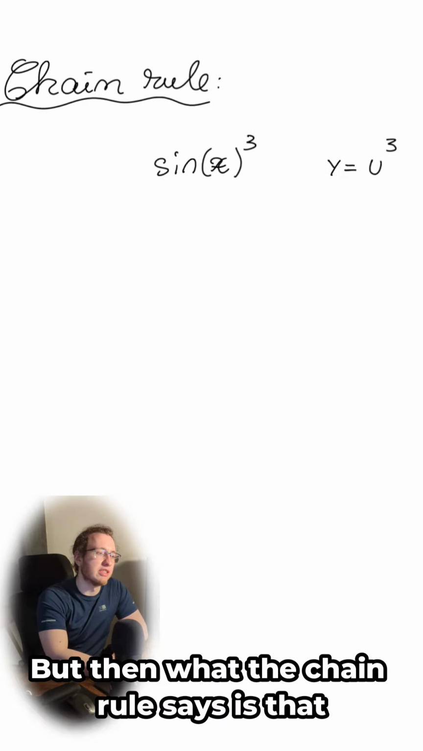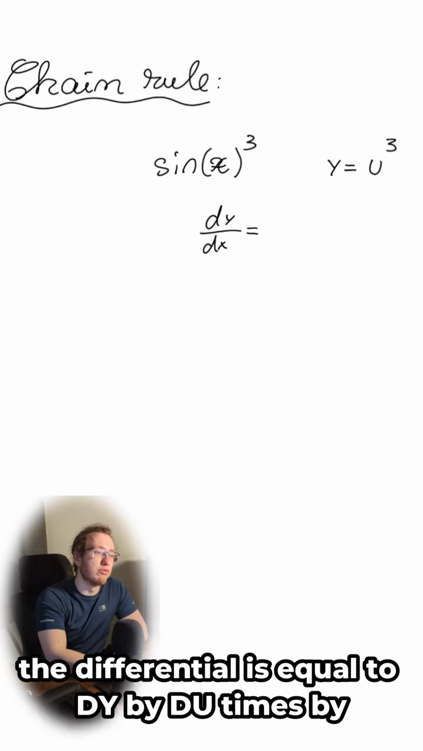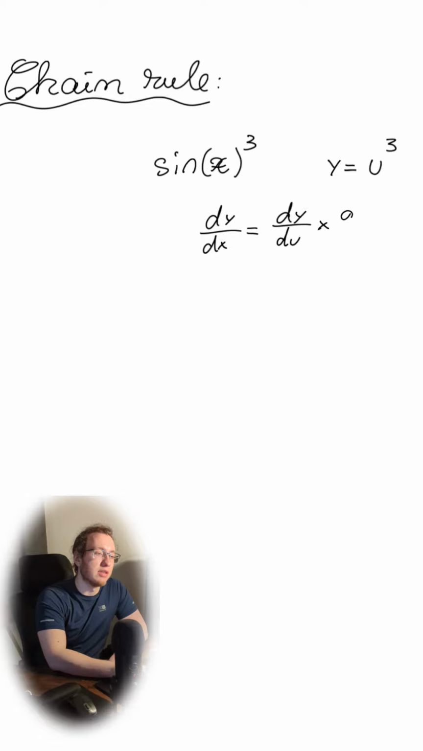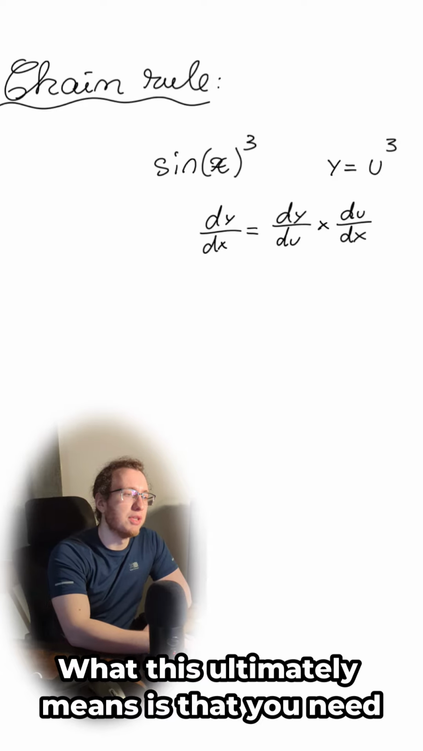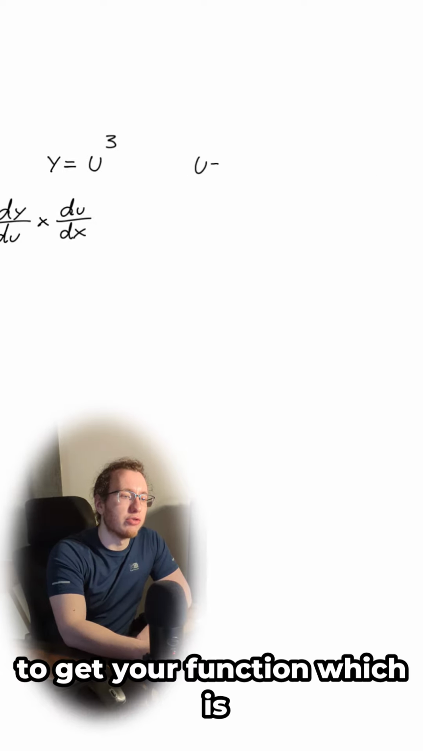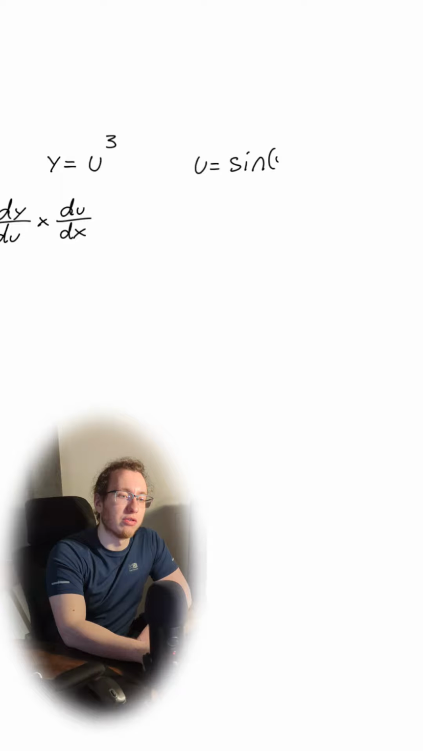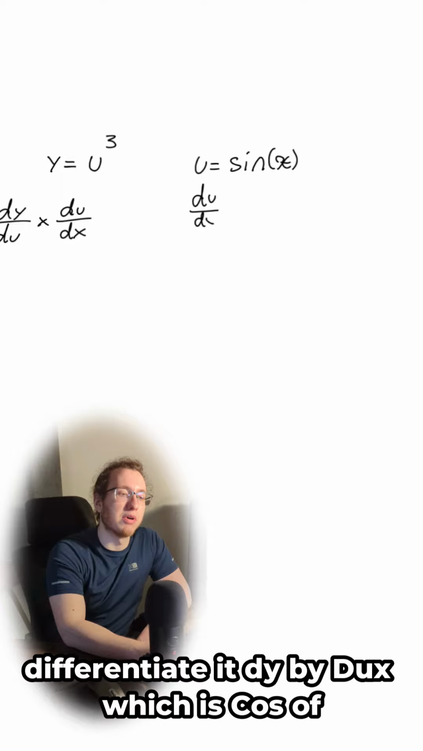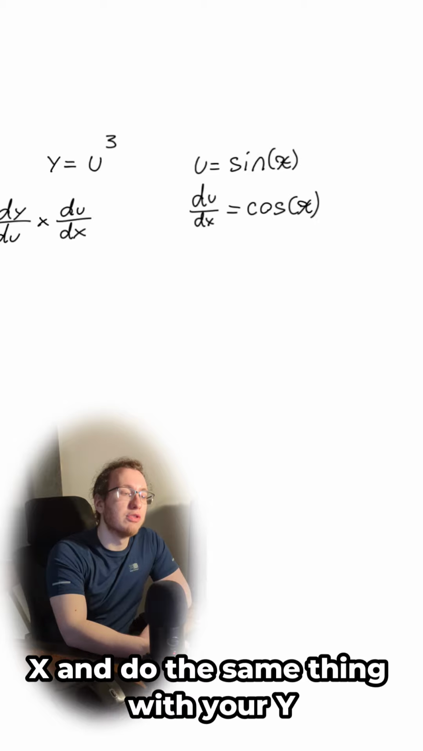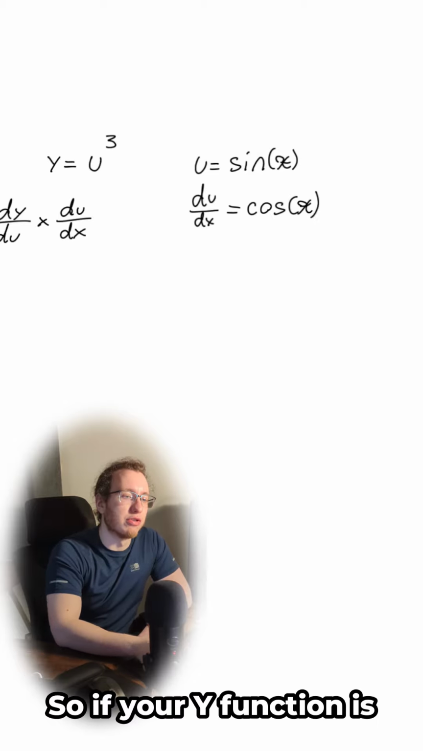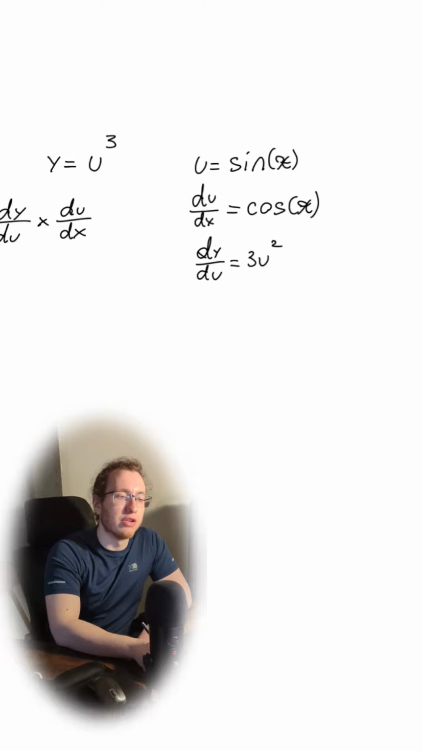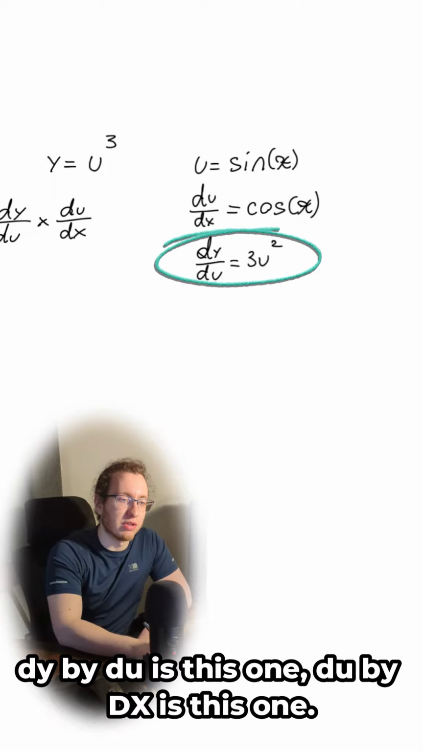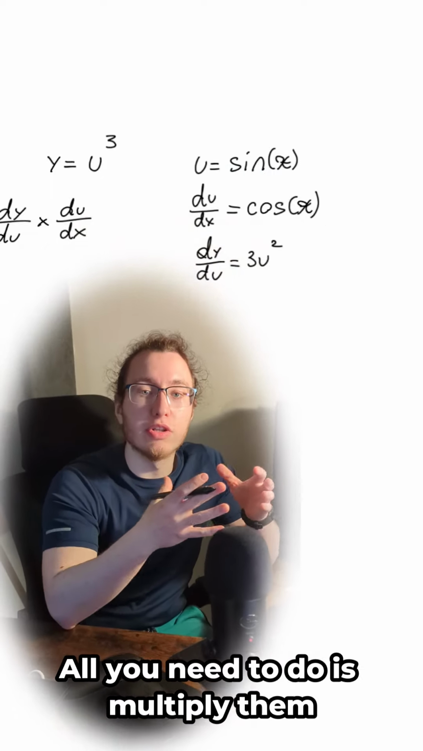But then what the chain rule says is that dy by dx is equal to dy by du times du by dx. What does this mean in normal human terms? What this ultimately means is that you need to differentiate your function, which is sin of x, to get du by dx, which is cos of x, and do the same thing with your y function. So if your y function is u cubed, your dy by du is equal to 3u squared. Notice this, dy by du is this one, du by dx is this one. All you need to do is multiply them together.